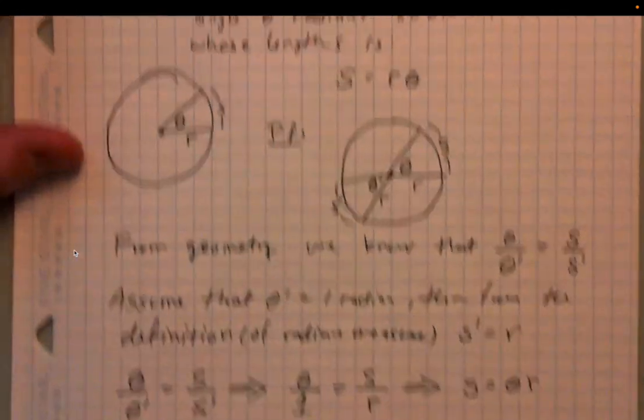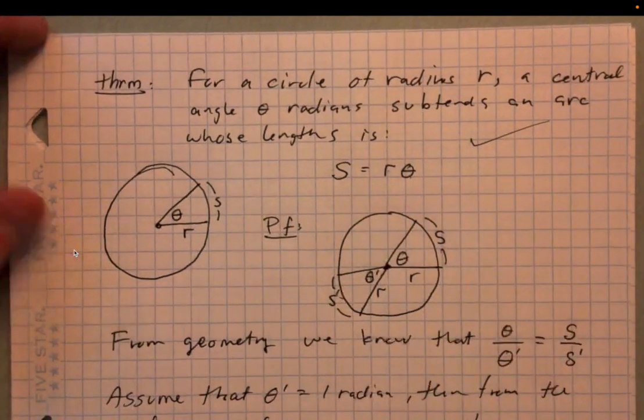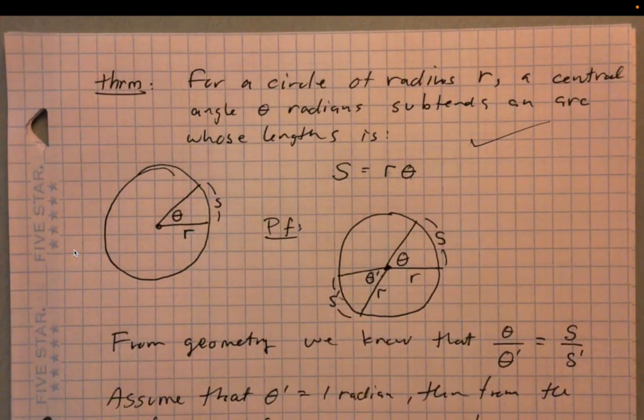This is going to be a very useful little theorem. Anytime you know the radius of the circle and the angle, you can quickly determine the arc length. Or really, if you know any two of these three quantities, you can always find the third one just using algebra. Let's do an example.